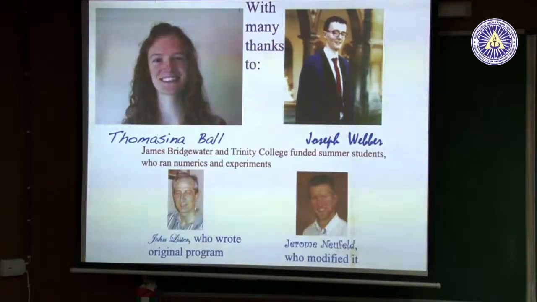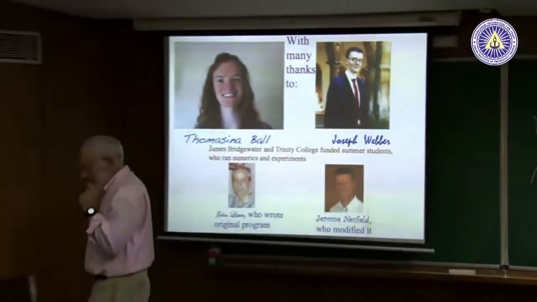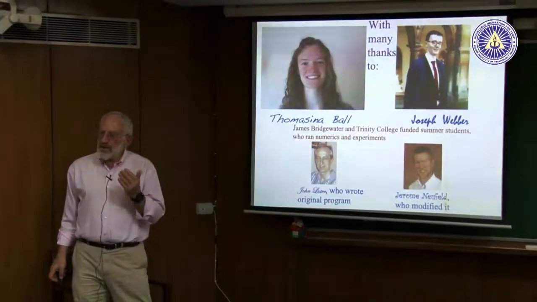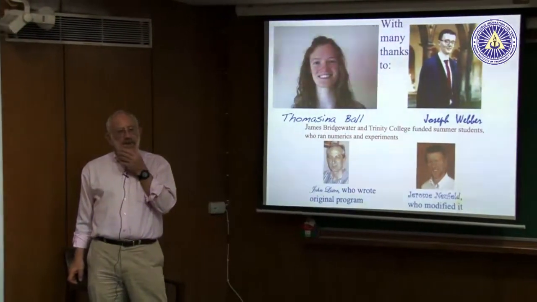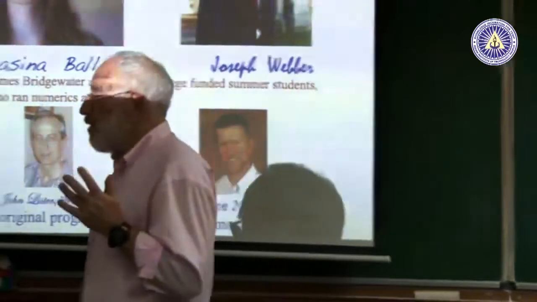Thomasina Ball, a summer student, who was funded by James Bridgewater. I think I've told some of you the story. James Bridgewater was a very good student. He did mathematics in Cambridge and did very well. But he decided not to continue with mathematics, and he went into the city and made a lot of money. And at age 40, he said to his wife, you know, there's this very difficult Part 3 year in mathematics. I'd like to go and do Part 3 and see how I do. Okay. So he went to do Part 3. He enjoyed it enormously. He did very well.